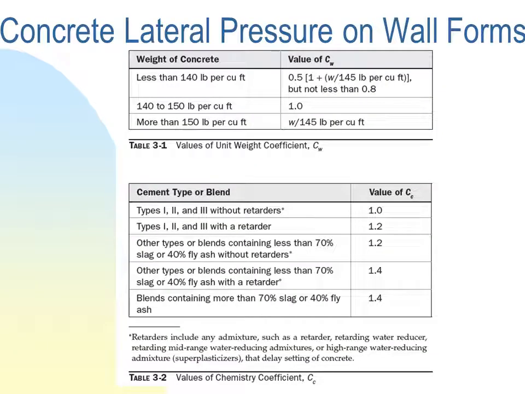Now, what is the weight coefficient and what is the chemical coefficient? The weight coefficient is simply based on the idea that the average concrete will weigh between 140 to 150 pounds per cubic foot. So if it is between 140 and 150, then the value of CW is simply 1. If it is more than 150, you will factor it up by W over 145, and if it is less than 140, you will factor it down by 0.5 times 1 plus W over 145, but it should not be less than 0.8.